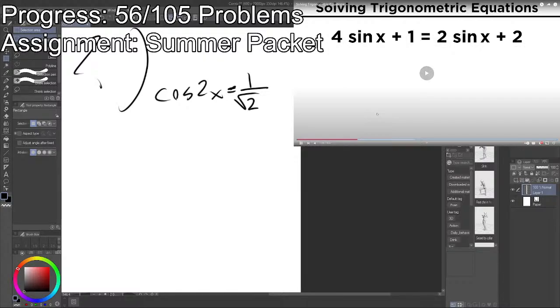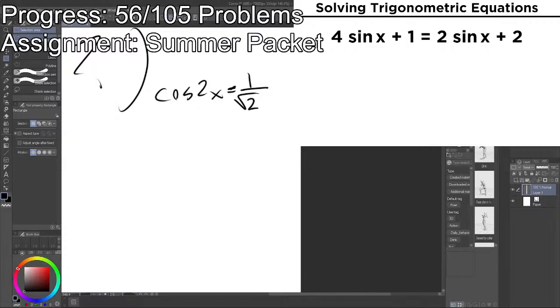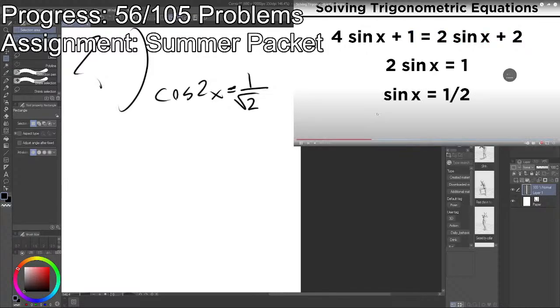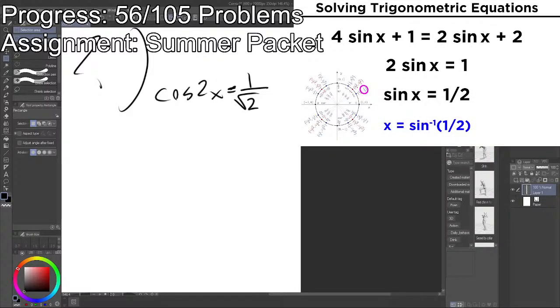Meaning we need to be able to look at equations with trig functions in them and solve for x. Say we have 4 sine x plus 1 equals 2 sine x plus 2. First, we need to combine like terms. So let's subtract 2 sine x as well as 1. That gives us 2 sine x equals 1. That's easy. Pi over 6 has a sine value of 1/2.